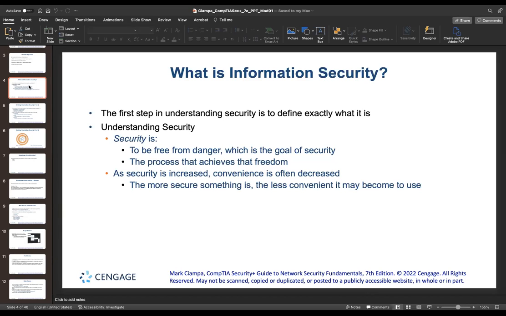Different books, different entities, they have their own different definitions of security. But let's read this one together. As security is increased, convenience has often decreased. No matter how you define security, think about it. If I have a gold necklace and I want to keep that gold necklace secure, a good idea is to put that necklace inside a safe. And even better, put that safe inside a secure room.